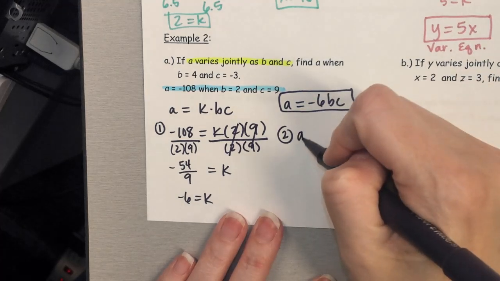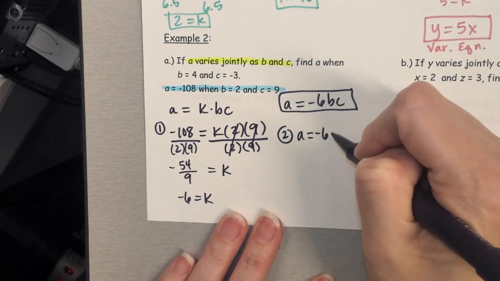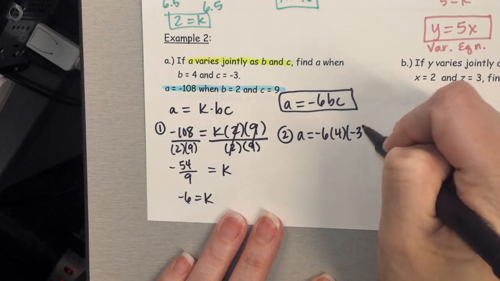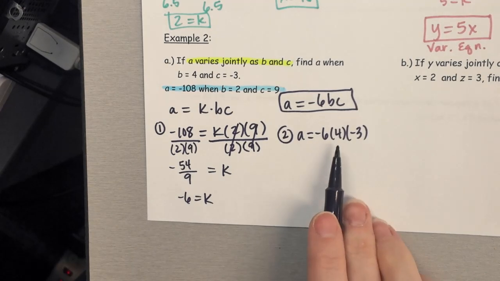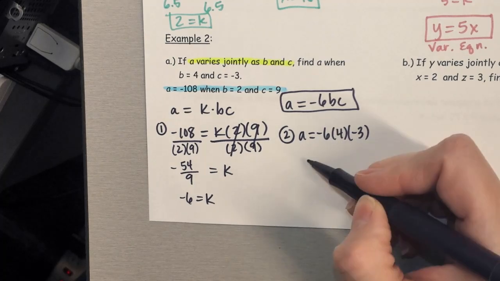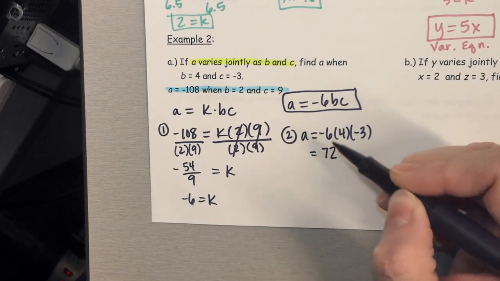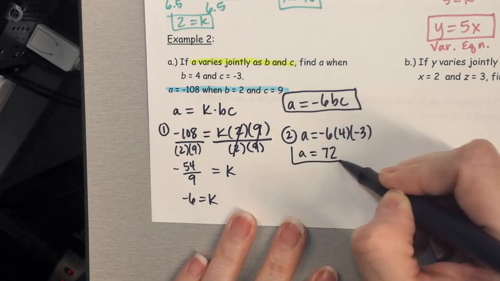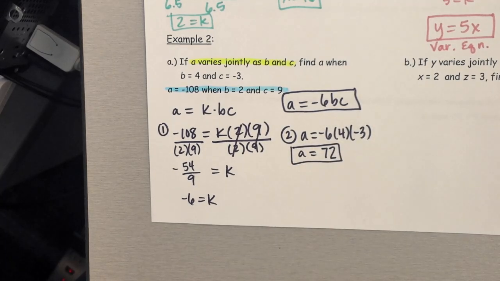Okay, and then you're going to find A when B is 4 and C is negative 3. So we know 4 times 3 is 12, negative 12 times negative 6 would be positive 72. Okay, so I want you to try part B.